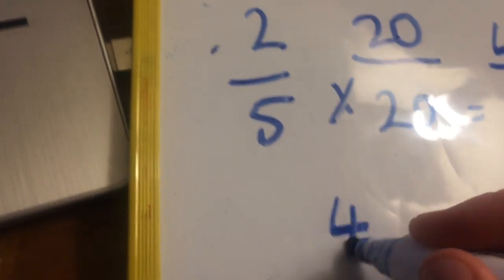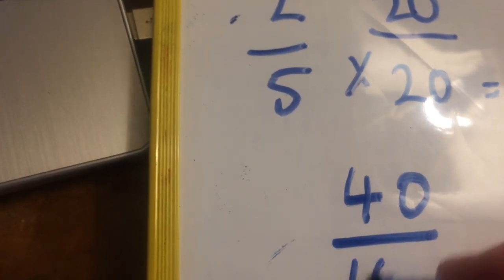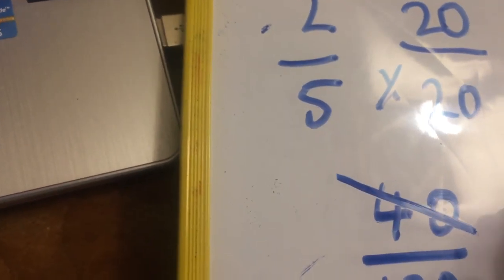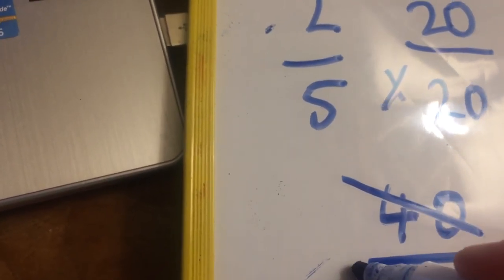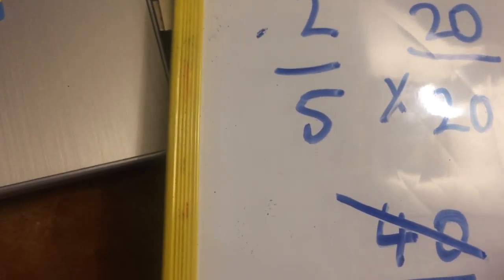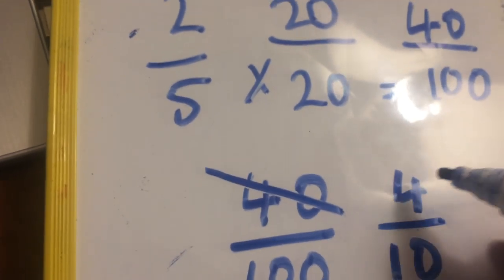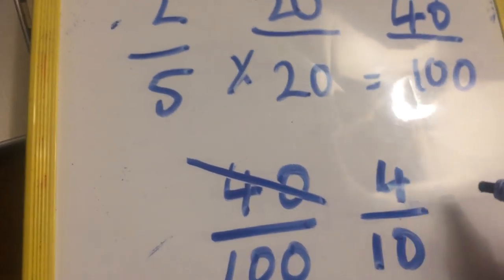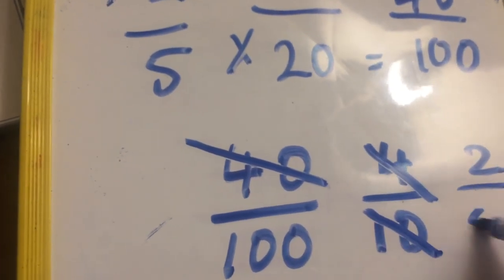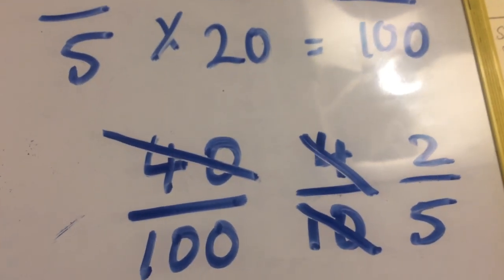Okay. Now I need to simplify that down. That's a big fraction, isn't it? So I can just go 4 into 40 goes 10 times. 4 into 100 goes 25 times. Or I could break it down even more. So 2 into 40 goes 20 times, 2 into 100 goes 50 times. Answer: 2/5.